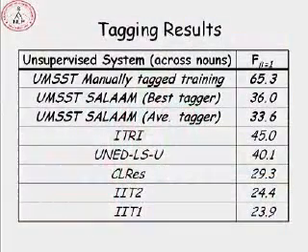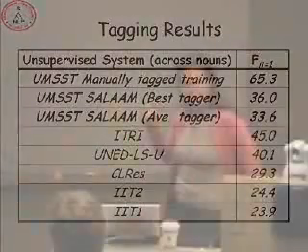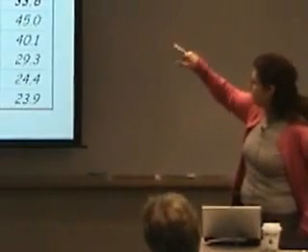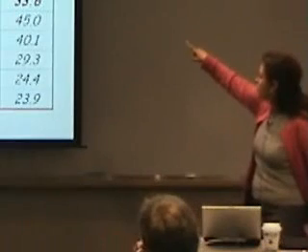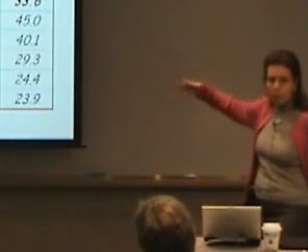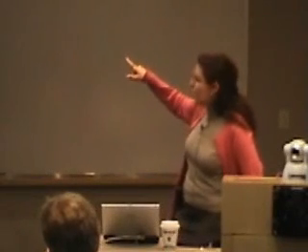So the results that we got look horrible on this slide, but I'll fix that. The manually tagged training data's performance, with the same system, UMSST, averaged 65.3 across all the nouns, across all 29 noun items. The best SALAAM tagger out of this family of taggers that I used came up to an F measure of 36. The average tagger was 33.6.